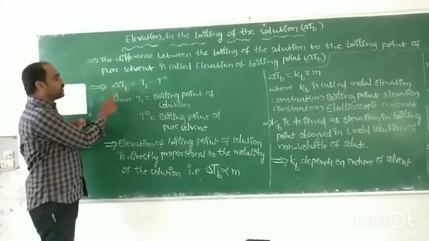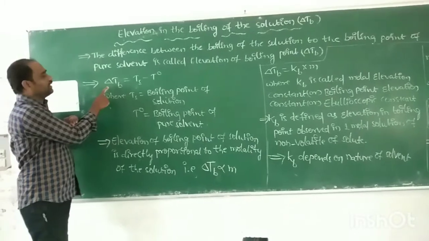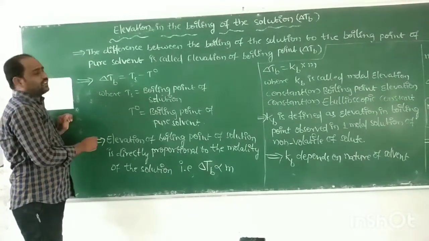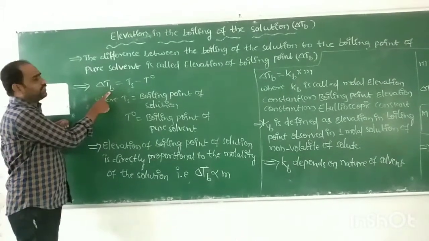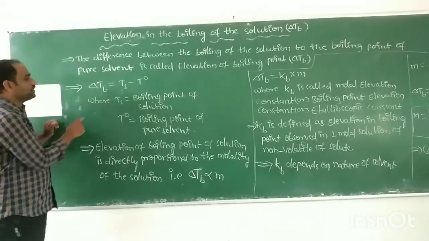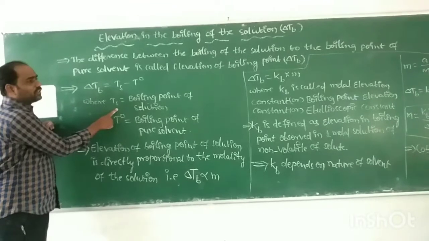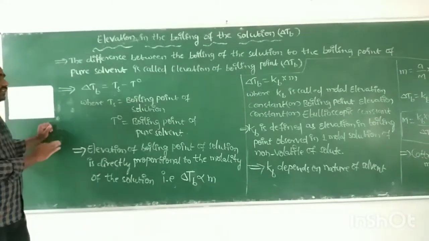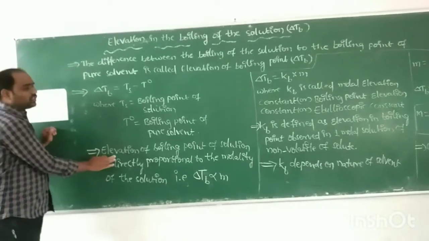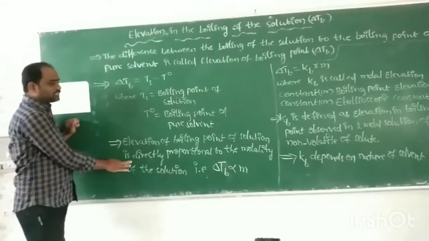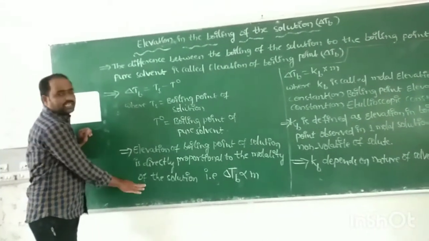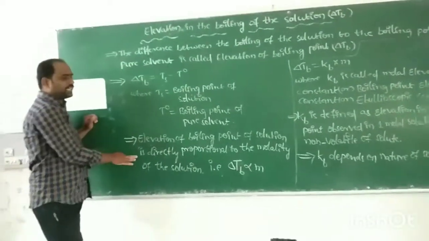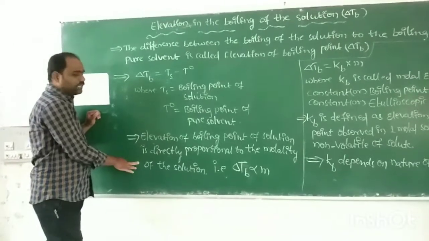Mathematically, the elevation of boiling point is indicated as delta Tb is equal to Ts minus T naught, where delta Tb is the elevation of boiling point of the solution, Ts is the boiling point of the solution, and T naught is the boiling point of pure solvent. Listen students, elevation of boiling point of the solution is directly proportional to the molarity of the solution.